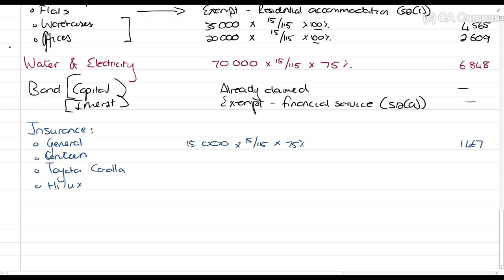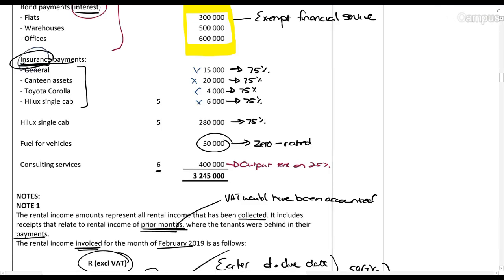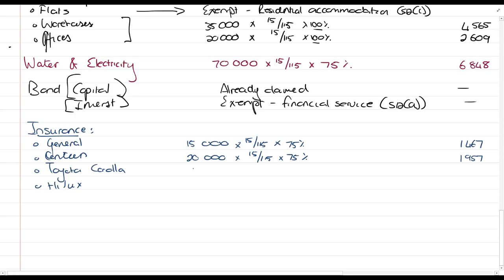The canteen is used for entertainment, but this is insurance. So we can claim on insurance. It's not entertainment, the insurance. Only claim 75%. Then we have the Toyota Corolla. Now this is a motor car, but again guys, we're looking at insurance here, not at the motor car itself. So yes, we can claim. Again 75% because it's used for the entire business.